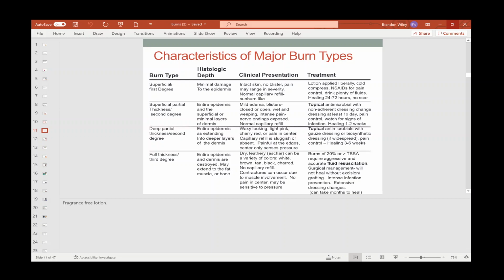All right, so you've got a superficial first degree. What are you going to do with that? It's just red. It blanches when you press on it. You have good capillary fill on there. What do you do with your first degree burn? Lotion. You might put some lotion on it. If you're going to use some lotion, then you want it to be a very basic lotion. And it's basically used just for drying.